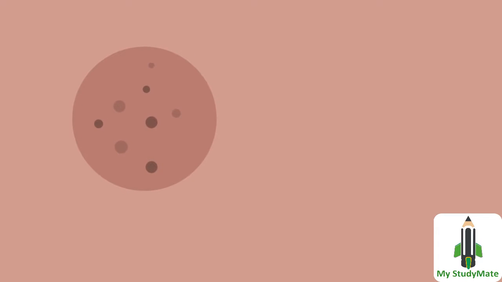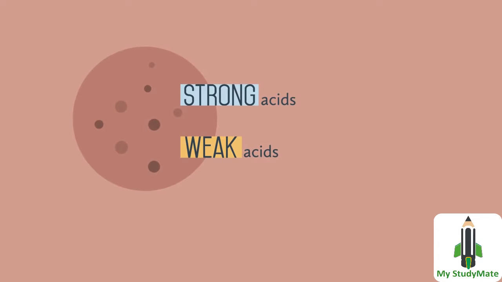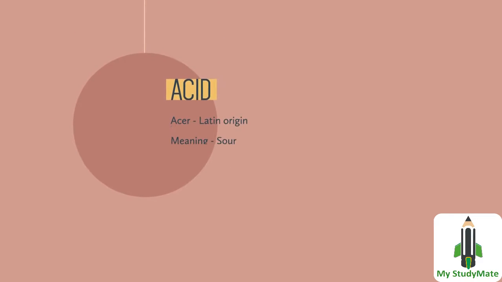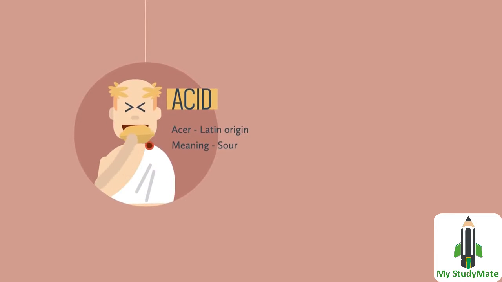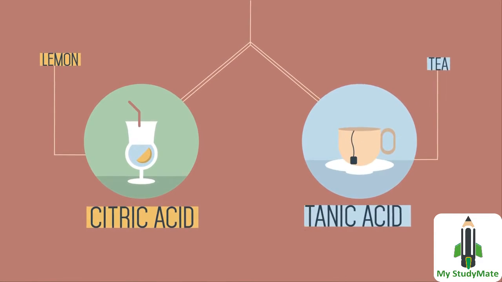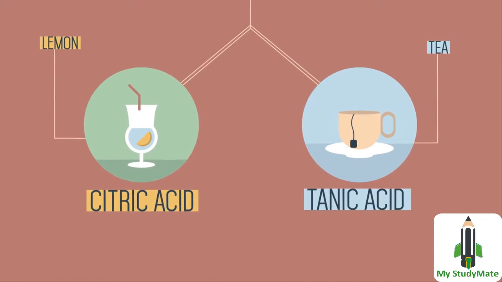In this video, you are going to discover more about strong and weak acids and what makes them this way. The word acid comes from the Latin word acer, meaning sour, and you may have eaten some of them today. Lemons contain citric acid, which makes the flavor of other things seem less acidic. Tea contains tannic acid, vinegar contains ethanoic or acetic acid, and fizzy drinks contain carbonic acid.